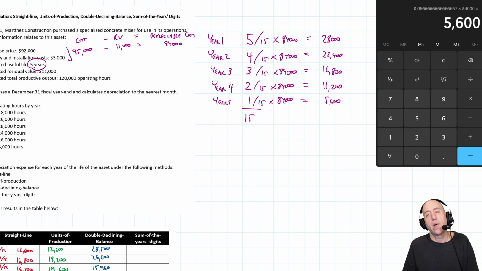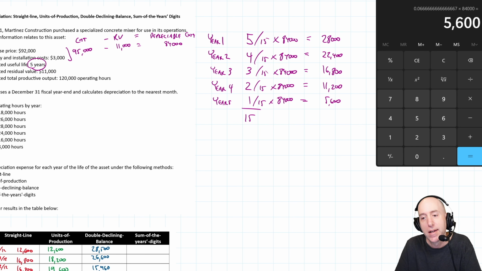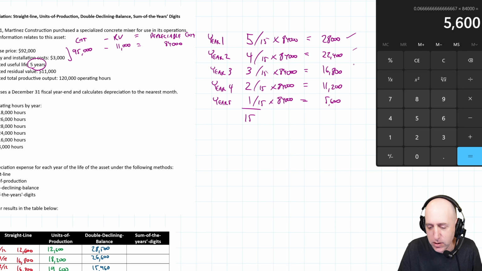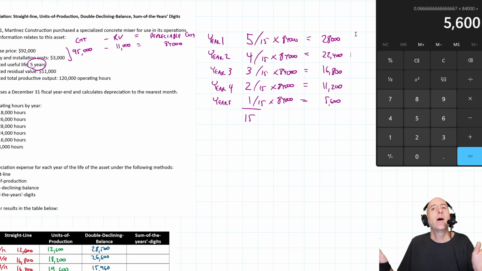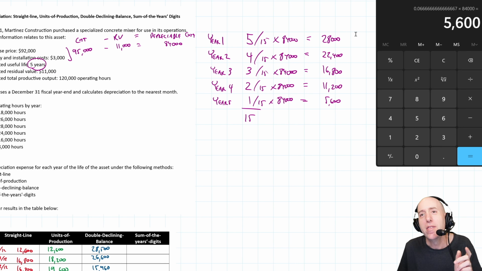$5,600. Now, if I happen to buy the asset right at the beginning of my year, which happens in accounting questions, right? Oh, I bought the asset January 1st, and look at that, my fiscal year ends December 31st. I own it for a full year. This would be it. This would be year 1, 2, 3, 4, 5, and I'd be oh so very happy right now. This method is quirkiest when you buy it in the middle of the year.